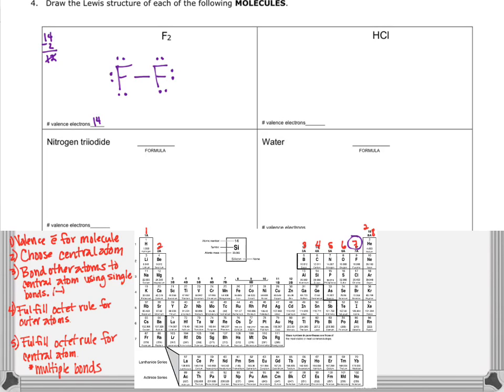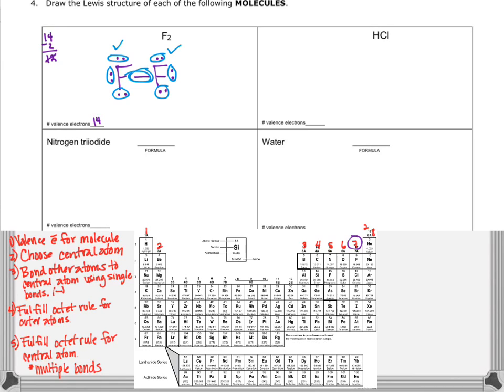Now I need to check if each one of them fulfills the octet rule or not. So here's 2, 4, 6, 8. This fluorine is happy. 2, 4, 6, 8. This fluorine is happy as well.